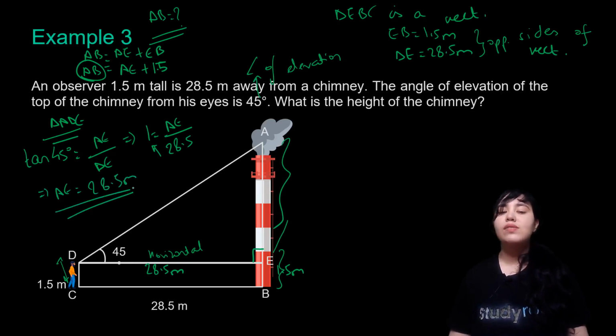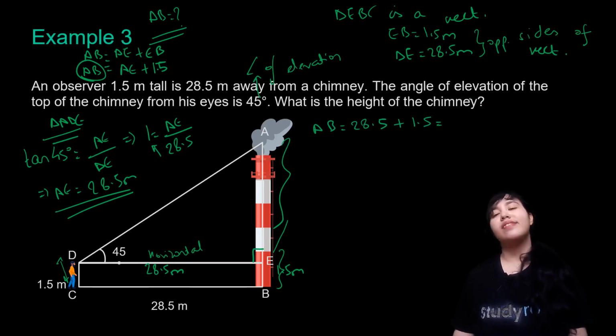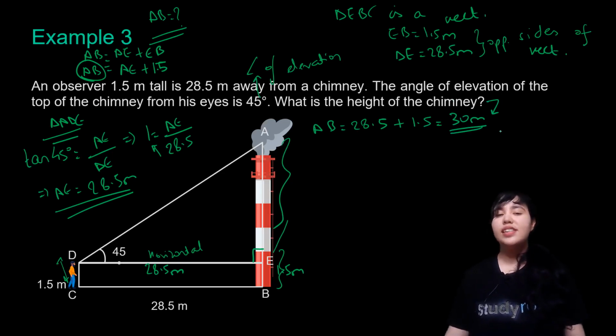Now once you have this value of AE, EB we already found out in the beginning, that is 1.5 meters. You can easily add them and you will get AB. So AB is equal to 28.5 plus 1.5, and you tell me then what will be the height of this chimney. So that will be 30 meters. So the height of this chimney is 30 meters.